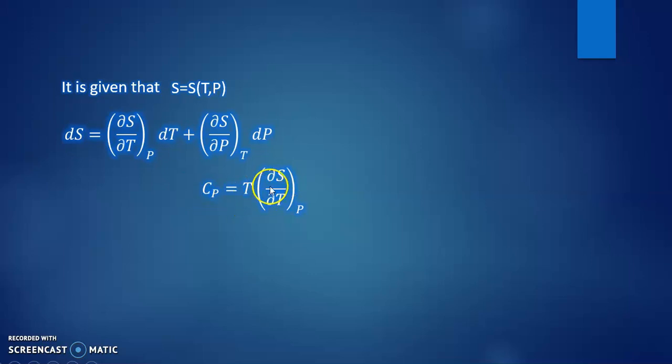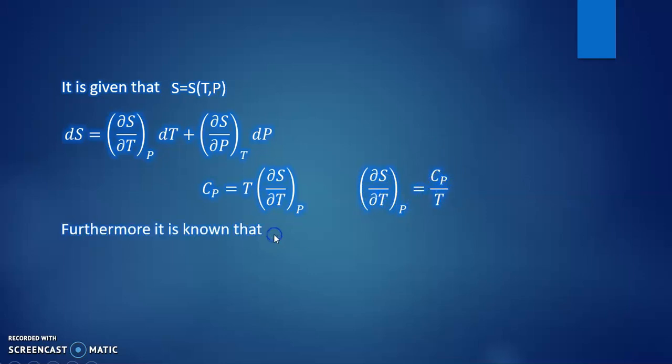So now we need an expression for this term. We need to solve that expression from here. We'll get that the partial derivative of the entropy with respect to temperature is equal to Cp over T. Furthermore, we need an expression for this part. So we need to use the differential of the Gibbs free energy. And that's this expression over here.